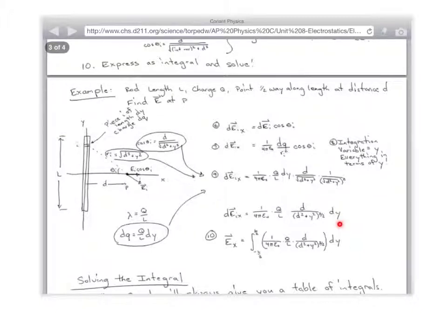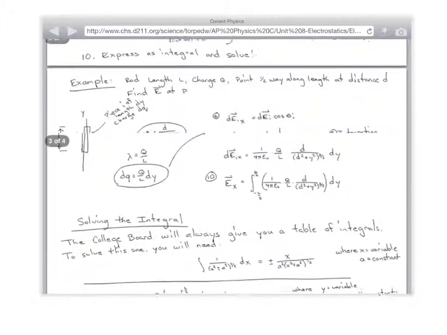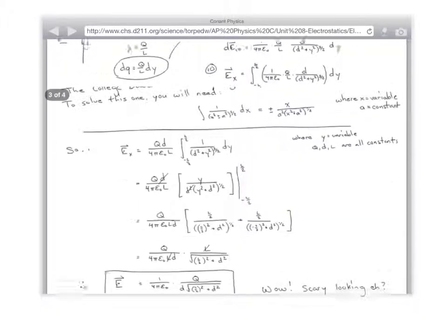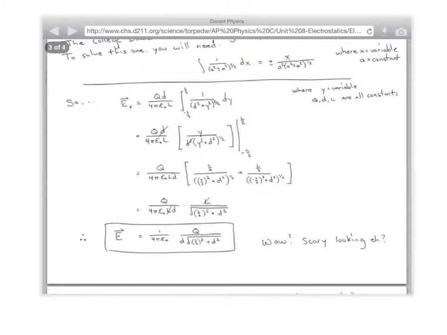So the physics is all about the setup of the integral and keeping track of all your angles and all the cosines and all the d's and the y's. They don't just care if you can integrate. They just want to know if you can set up. So there's the integral. And when you go through the math, this is what you come up with: kQ over d times square root of (L over 2) squared plus d squared. That's the answer.